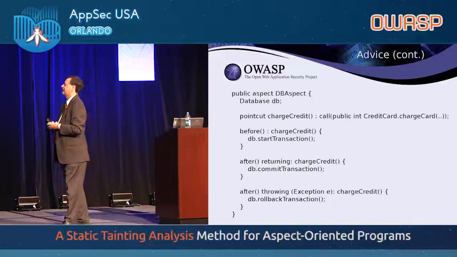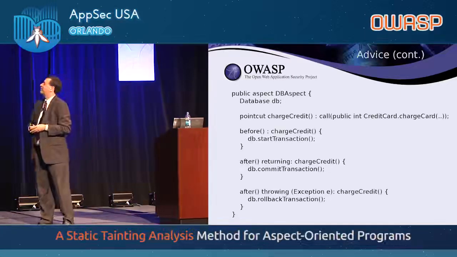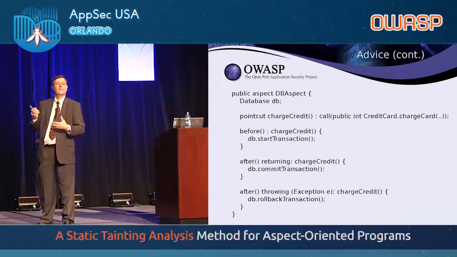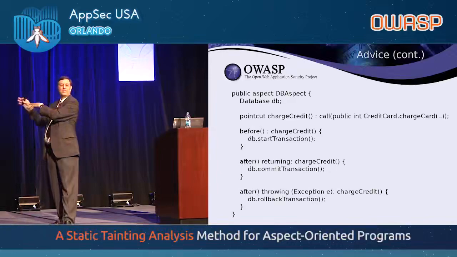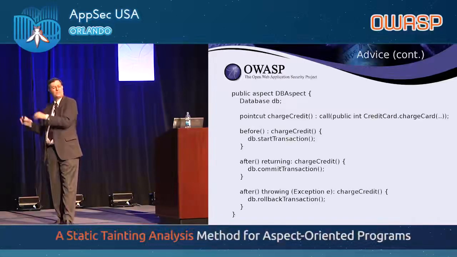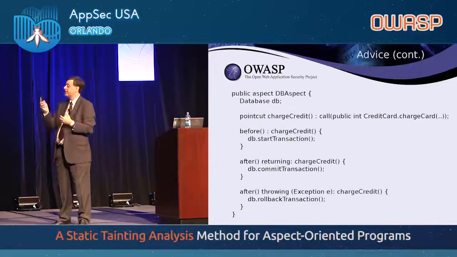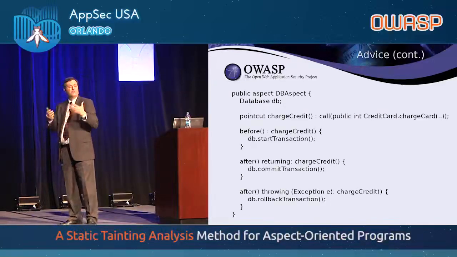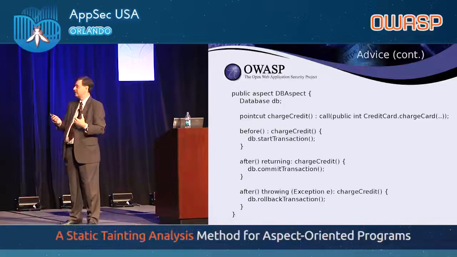So here's the database aspect. This aspect has its own instance variables. It can do that too. This is not, by the way, none of this is compiled code. It's for demonstrations only, but you get the idea. So we've got database instance variable, which can be used anytime the aspect needs to access it.